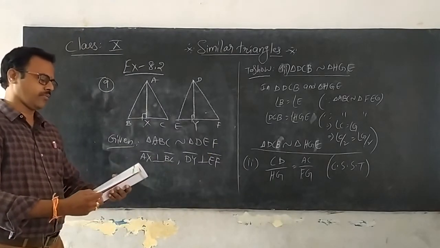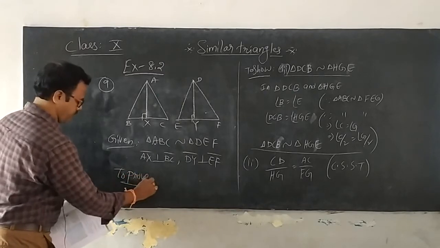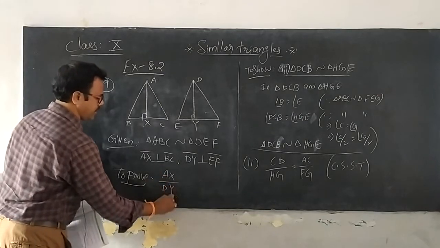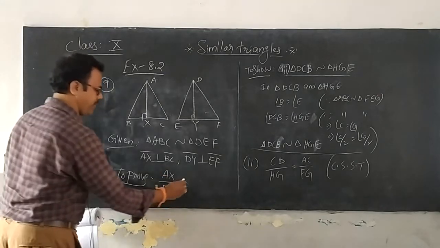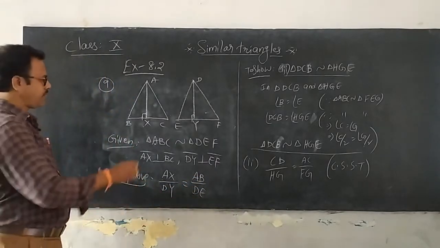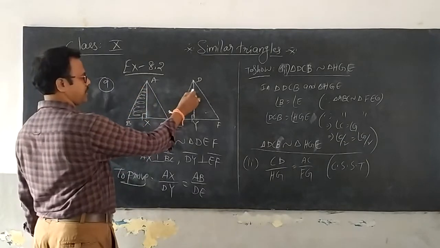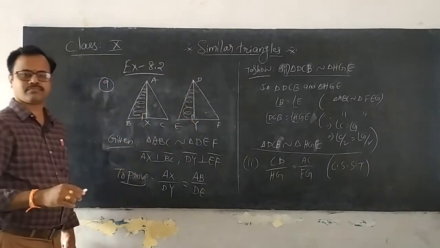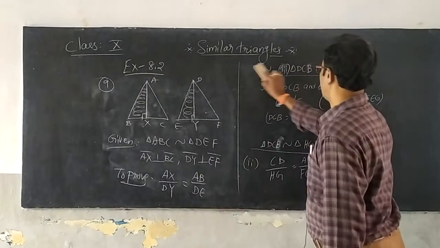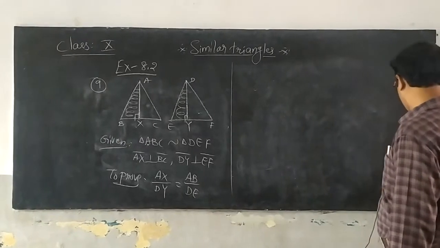Alright, what do we want to show here? To prove. What do we want to prove? AX by DY is equal to AB by DE. So where are AB and AX? See, they are in this triangle. And similarly, the corresponding sides in this triangle. Yes, you are right. You got the answer. Very good. We are going to take those two triangles now. It is very simple for you, isn't it?